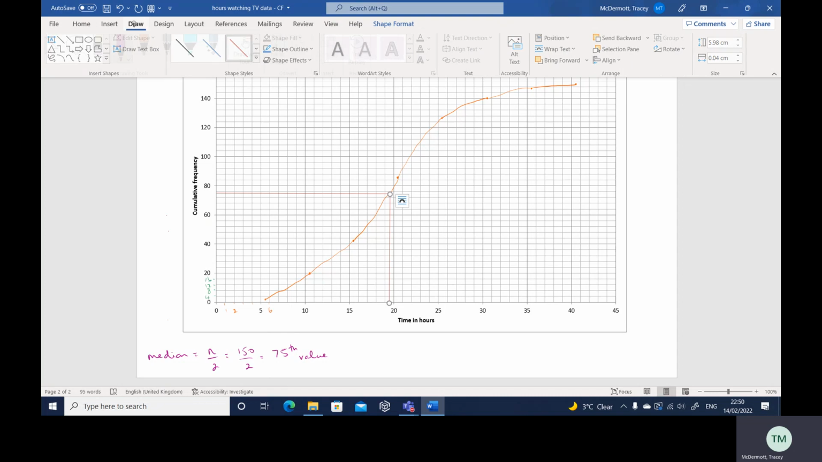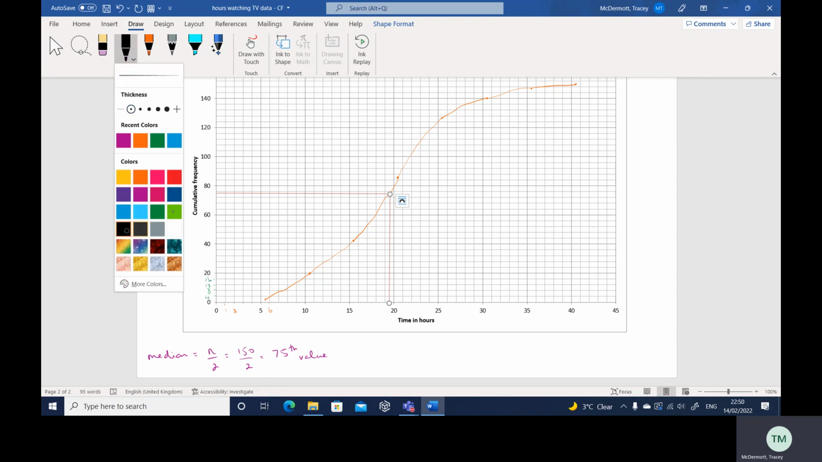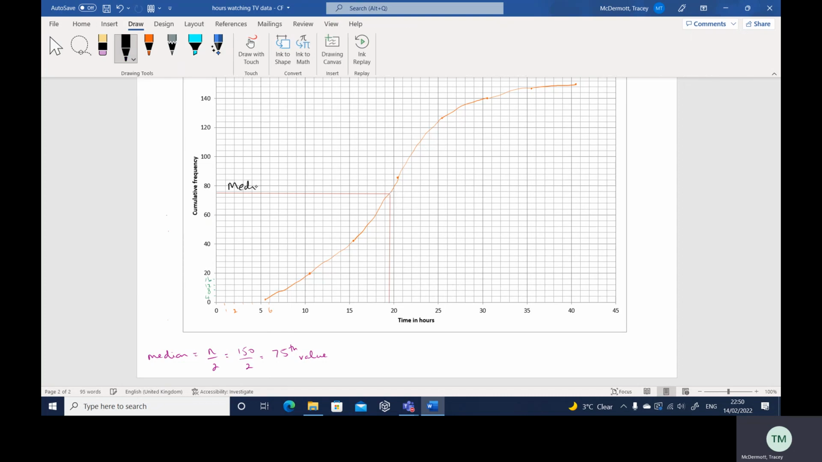And now I'm just going to label that. So that line represents my median, because it was the 75th person. And the amount of time that they've spent watching TV is just here. So that's 15. That would have been 19. So 19 and a half, because it's between 19 and 20.